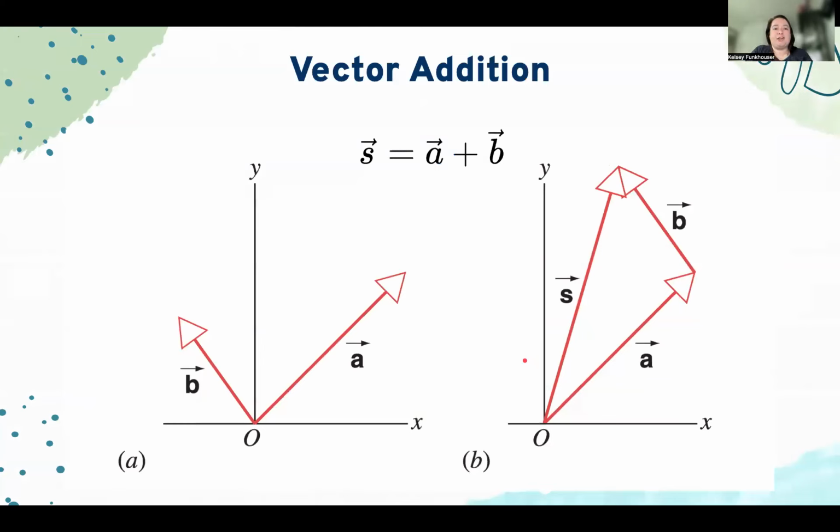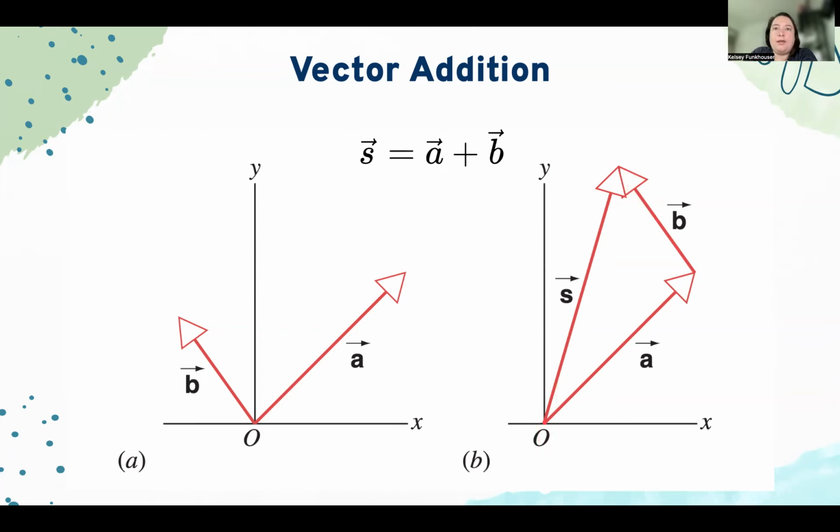Let's talk vector addition. So first, look at figure A here. It shows two vectors, vector A and vector B. We want to know what vector S is, where S is the sum of A and B. To do this, we move vector B so that its tail starts at the tip of vector A, without changing the magnitude or angle.